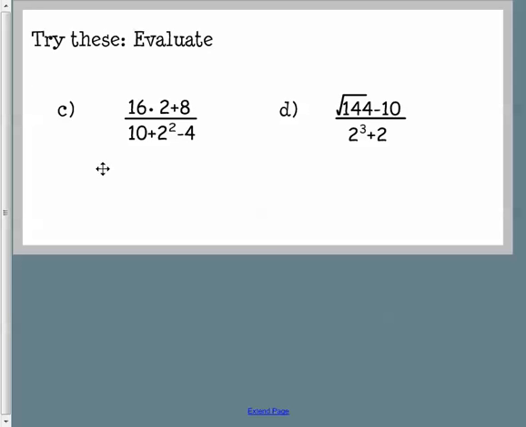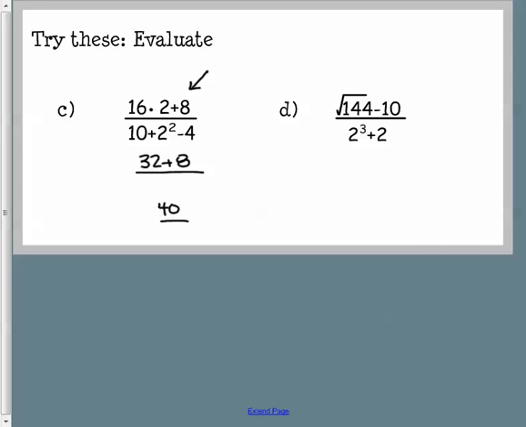Go ahead and try these 2 for me, and I'll be back in just a second to show you the answers. Remember, you still have to follow order of operations before you work the fraction bar. All right, let me show you what I would have done. I would have first taken 16 times 2 and gotten 32. Then I'm going to add my 8 so I can get 40.